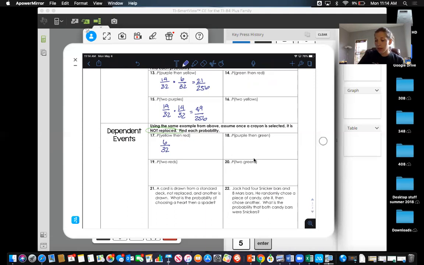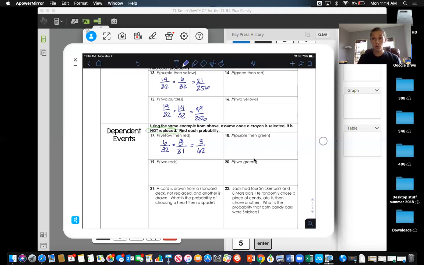Now I have red. So there are still 8 red crayons in there, but now my denominator changed because now there's only 31 crayons in the bag. So it does change my probability. When I multiply that and reduce, it would become 3 out of 62.